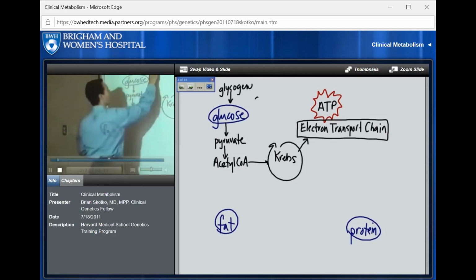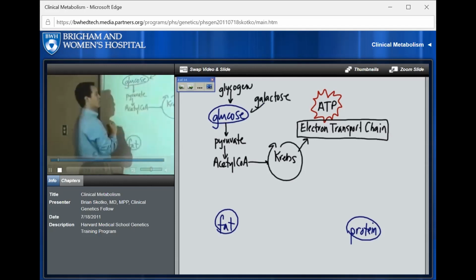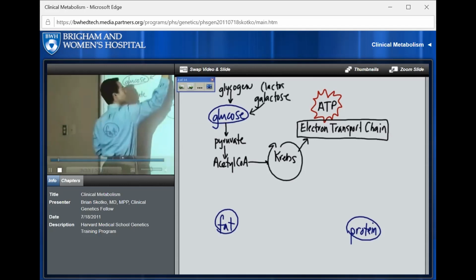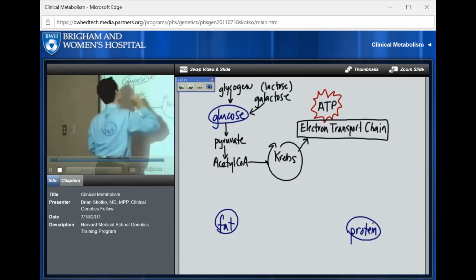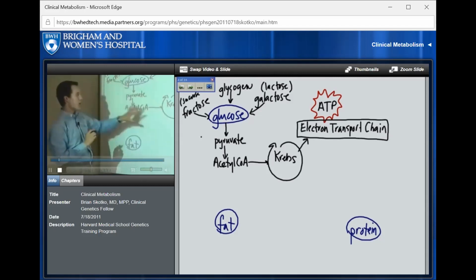We also have galactose. Galactose gets broken down into glucose, and then it goes throughout the cycle. Galactose, as you might know, the food source is lactose. And then we also have fructose. Fructose gets broken down into glucose, and then we could get to ATP. And of course, the food source is sucrose. Now, that's how we get from carbohydrates to ATP.